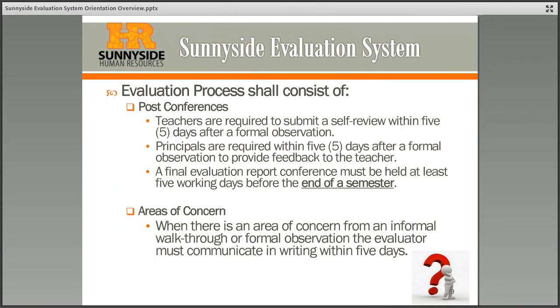Teachers are required to submit a self-review within 5 days after a formal observation. Principals are required within 5 days after a formal observation to provide written feedback to the teacher. This can be a draft of the final report. A final evaluation report conference must be held at least 5 working days before the end of either semester. If an area of concern is recognized during an informal or formal observation, the evaluator must communicate in writing within 5 days of the observation.